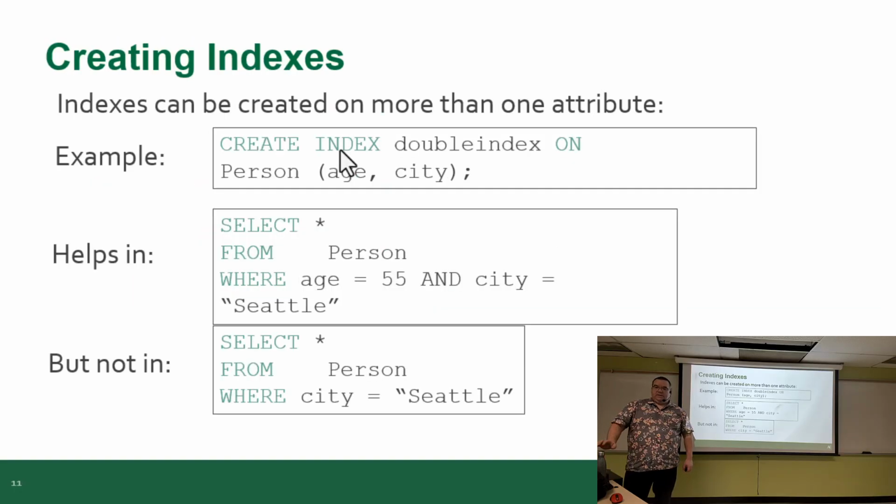Okay. So, for example, create index on person (age, city) would help select star from person where age is 55 and city is equal to Seattle. However, it would not help in select star from person where city is equal to Seattle, because the index is indexing two columns at once. If you're only searching against one column, that index will not get selected because it doesn't know how to improve that query. So in this case, you might have an index of city by itself.